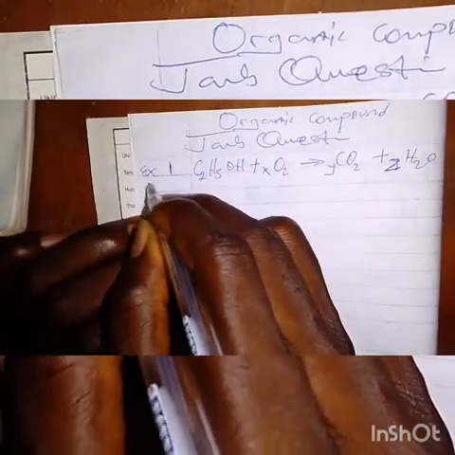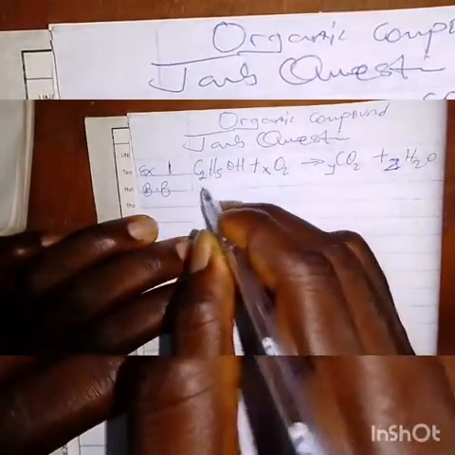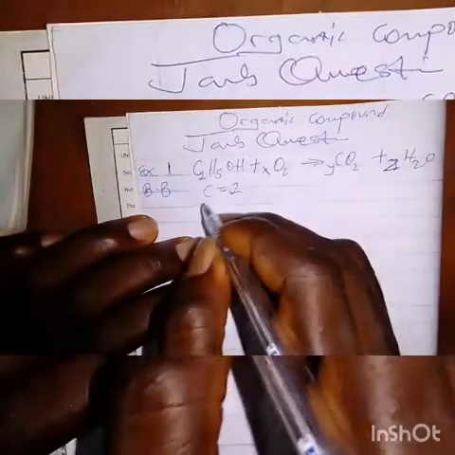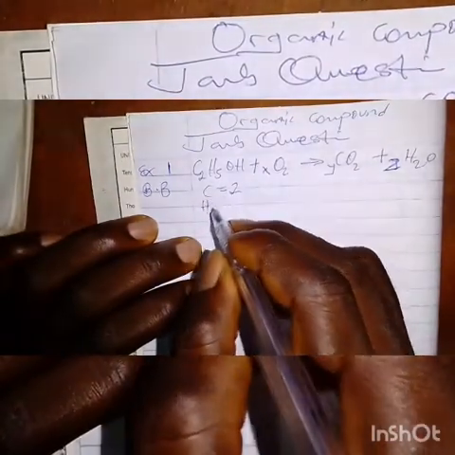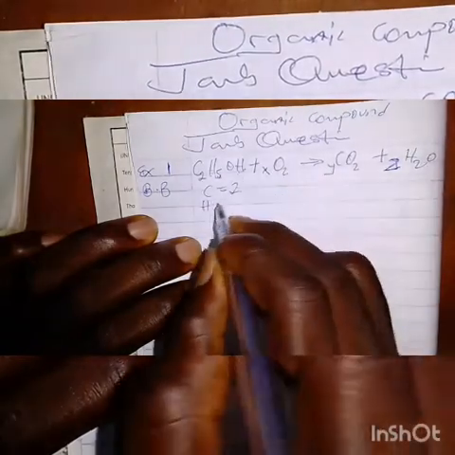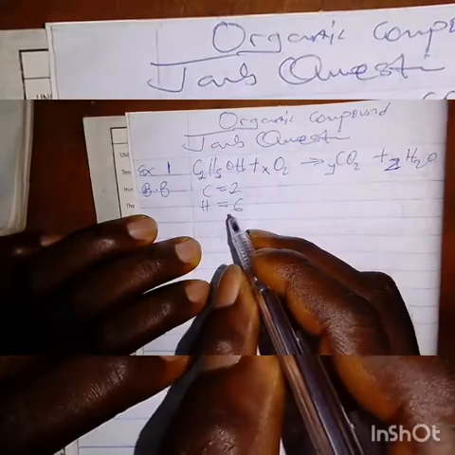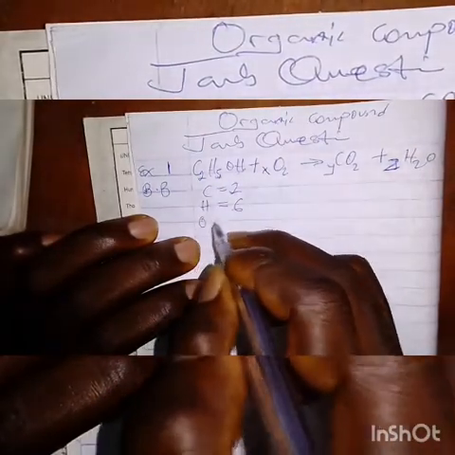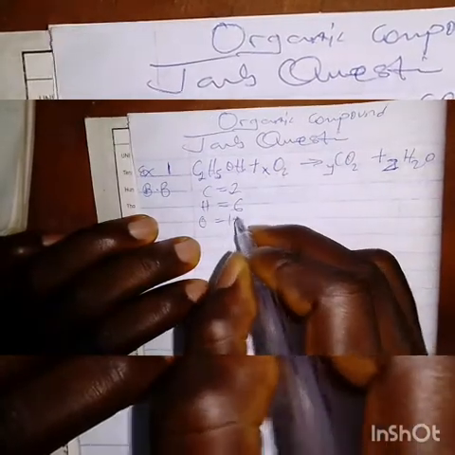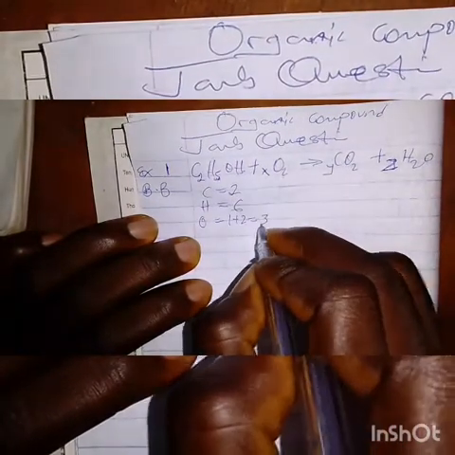So before balancing, what happens? C is equal to what? C is equal to 2 here. The total number of H in this place now is equal to what? Is equal to 6. The total number of O, the number of O here is 1, the number of O here is 2. So that means 1 plus 2 is equal to 3.